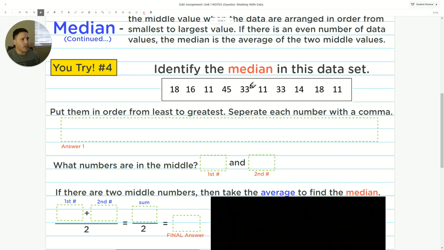Okay, so ordering this data set from least to greatest, I'm going to have 11, 11, 11. And then it helps to cross these out as you use them so you don't accidentally repeat some of these numbers. Then I have 14, 16, 2 18s, 2 33s, and then 45.